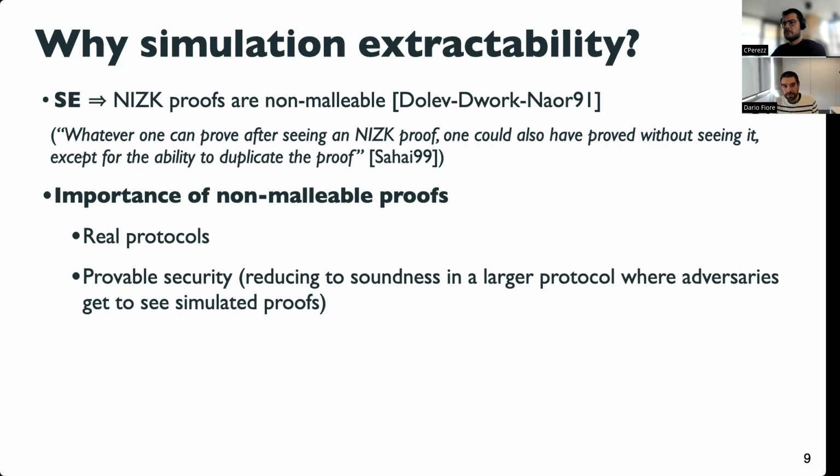One is that some real protocols may require this, and I'm going to give you an example in the next slide. Another reason, if you're a cryptographer and you care about provable security, is that when you have to prove security of a scheme, your adversary does not just receive the CRS and produce a proof, but also sees simulated proofs. That shows the need for a stronger notion than just knowledge soundness.